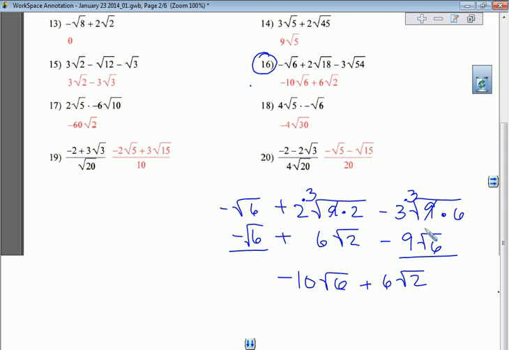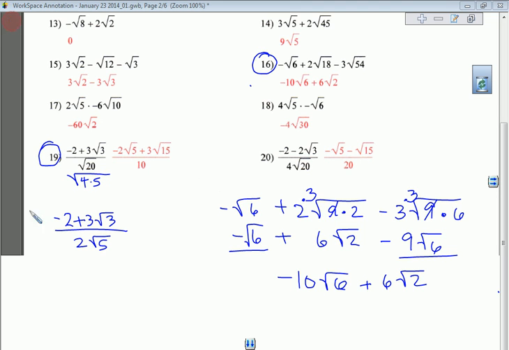All right, what else on this page? 19. All right, Donald, we'll do 19. A couple different ways we could do this one. We could simplify the square root of 60. That would break down into 4 and 15, so what we would have is negative 2 plus 3 roots of 3 over 2 roots of 5. Is everybody good with that?